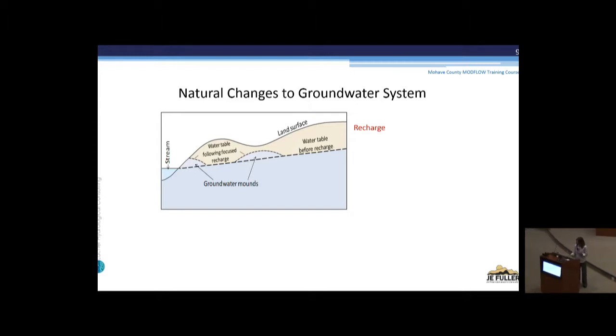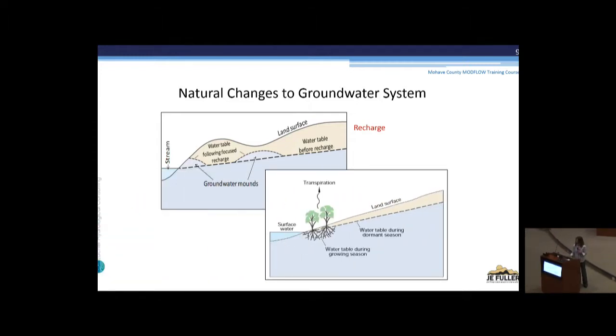So that's recharge. There are also natural discharge points. And one of those is through plants. So if you have some trees growing streamside here, they may be tapping into this very shallow groundwater and deforming the groundwater surface actually by pulling it out like a well. And that water then makes it into the atmosphere in the form of transpiration.